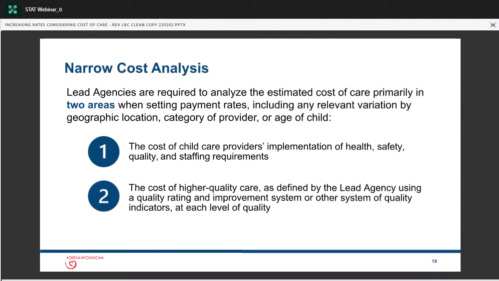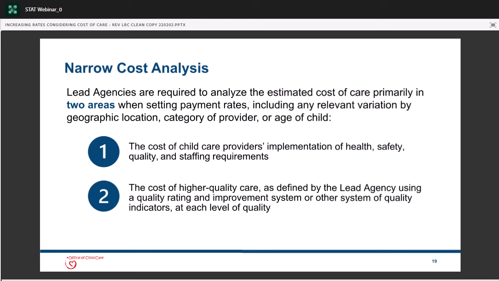We're going to start a discussion now about narrow cost analysis. As we mentioned previously, the narrow cost analysis estimates and analyzes the cost to providers of delivering child care services that meet basic health, safety, quality, and staffing requirements at both the base level of care and at higher quality care. At each level of quality, however, quality is determined by the lead agency. That's probably about the third time now I've emphasized that, so hopefully a little of that is starting to sink in.